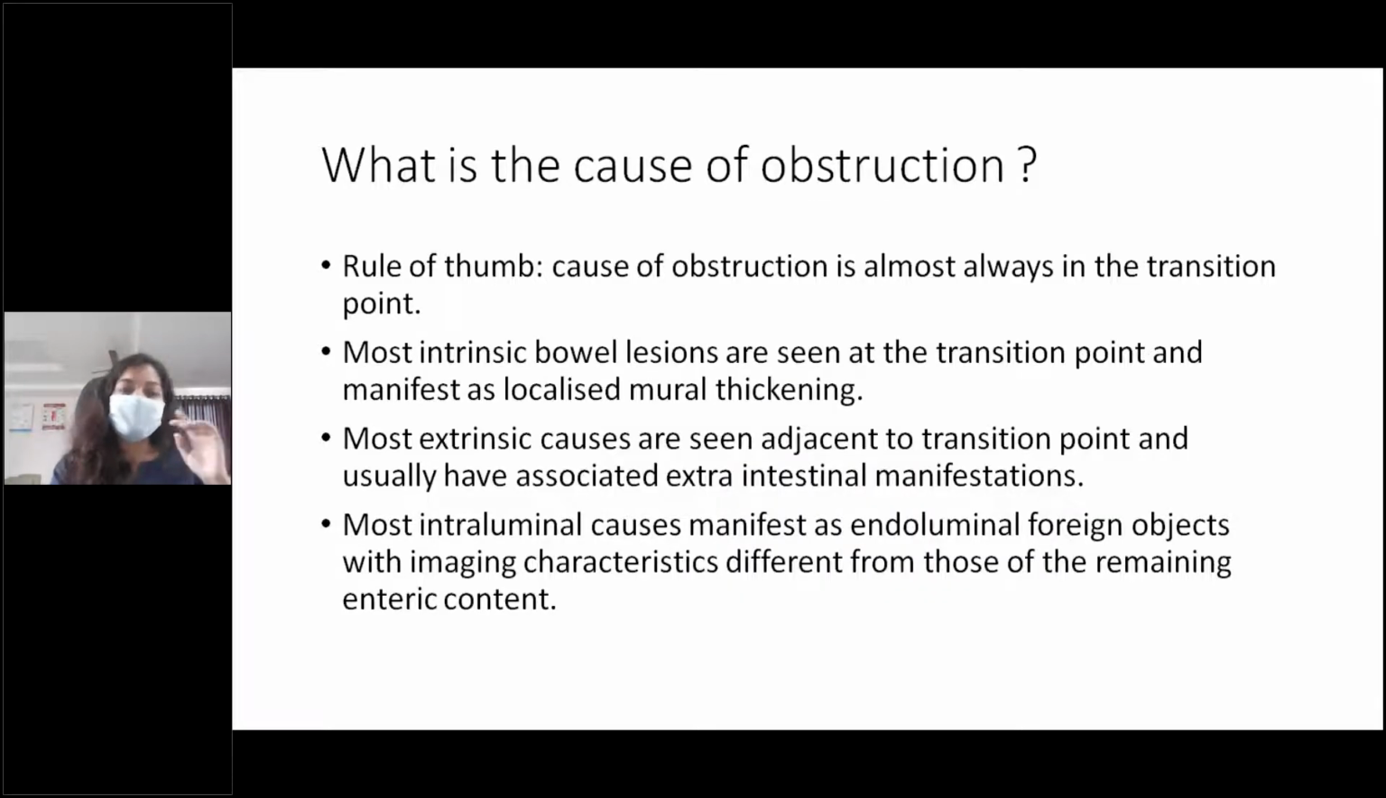Now we have to find the cause of the obstruction, and here we follow the rule of thumb. The cause of obstruction is almost always at the transition point. Most intrinsic bowel lesions are seen at the transition point and manifest as localized mural thickening. Most extrinsic causes are seen adjacent to the transition point and usually have associated extraintestinal manifestations. Most intraluminal causes manifest as endoluminal foreign objects with imaging characteristics different from those of the remaining enteric content.